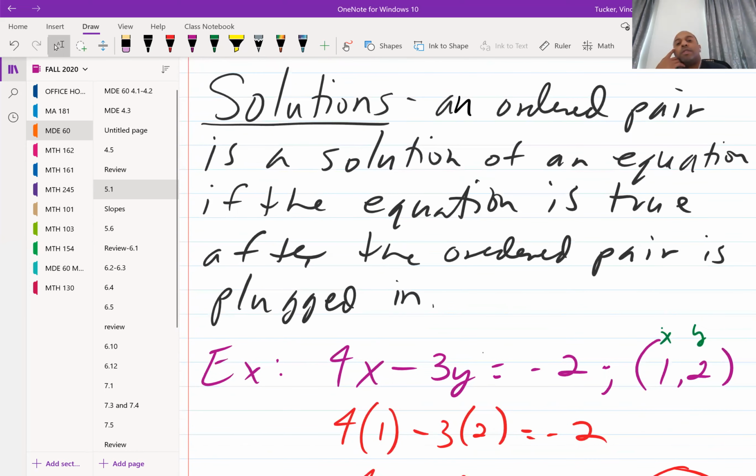So solutions. A solution would just be an ordered pair that when you plug it into the equation is going to be true.